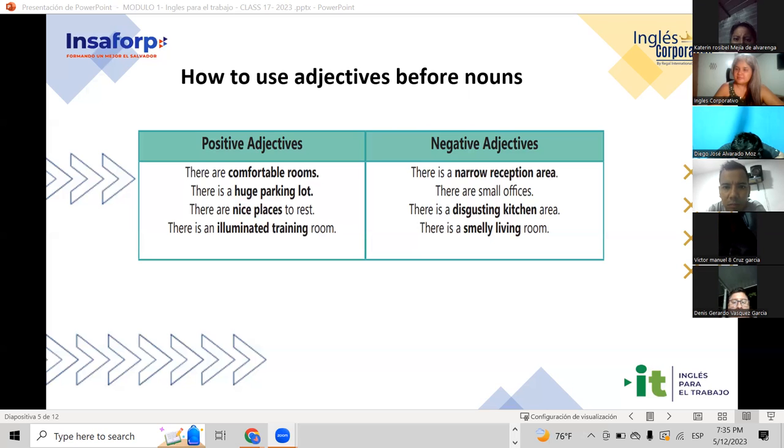There are a big table. Where is the big table? One table. Okay, there is a big table in the kitchen, in the living room. Where do you have it? ¿En qué lugar la tiene? In the kitchen. In the kitchen. Okay, thank you. Okay, Catherine?